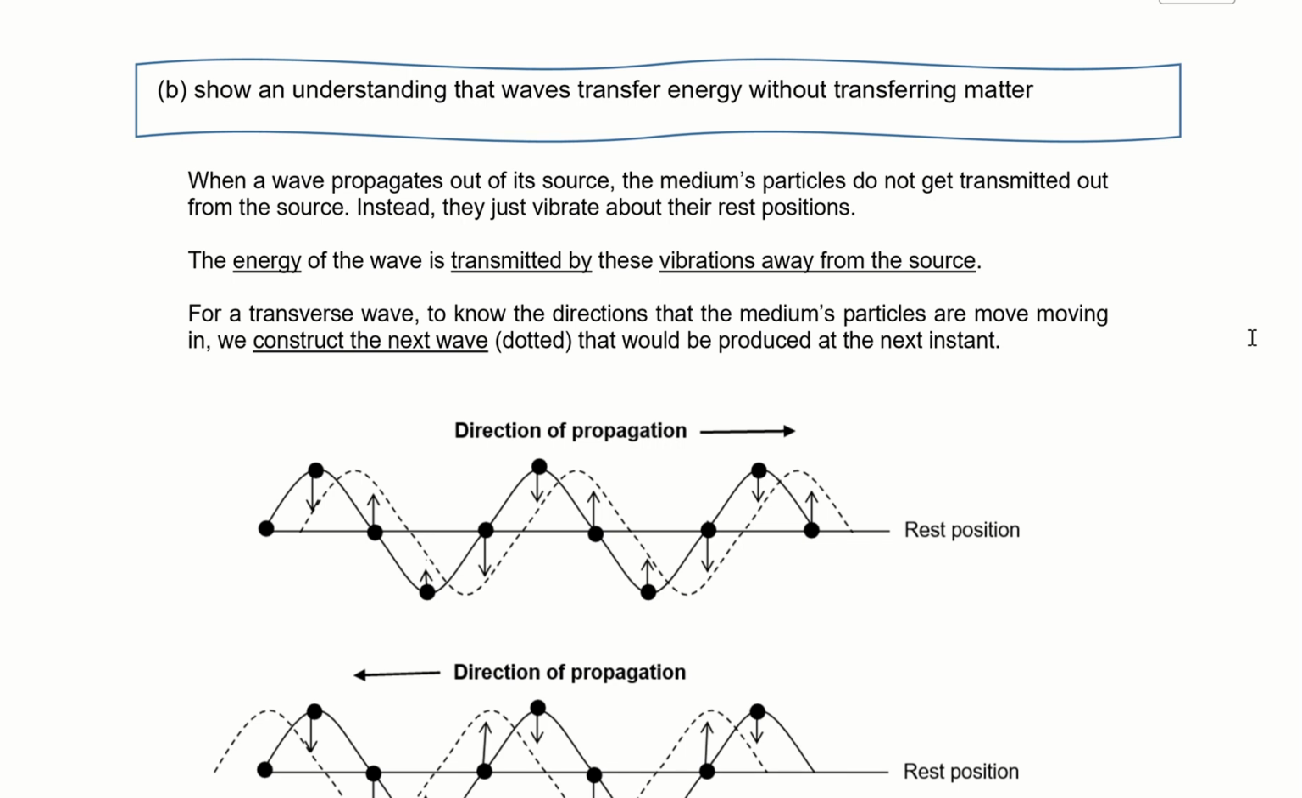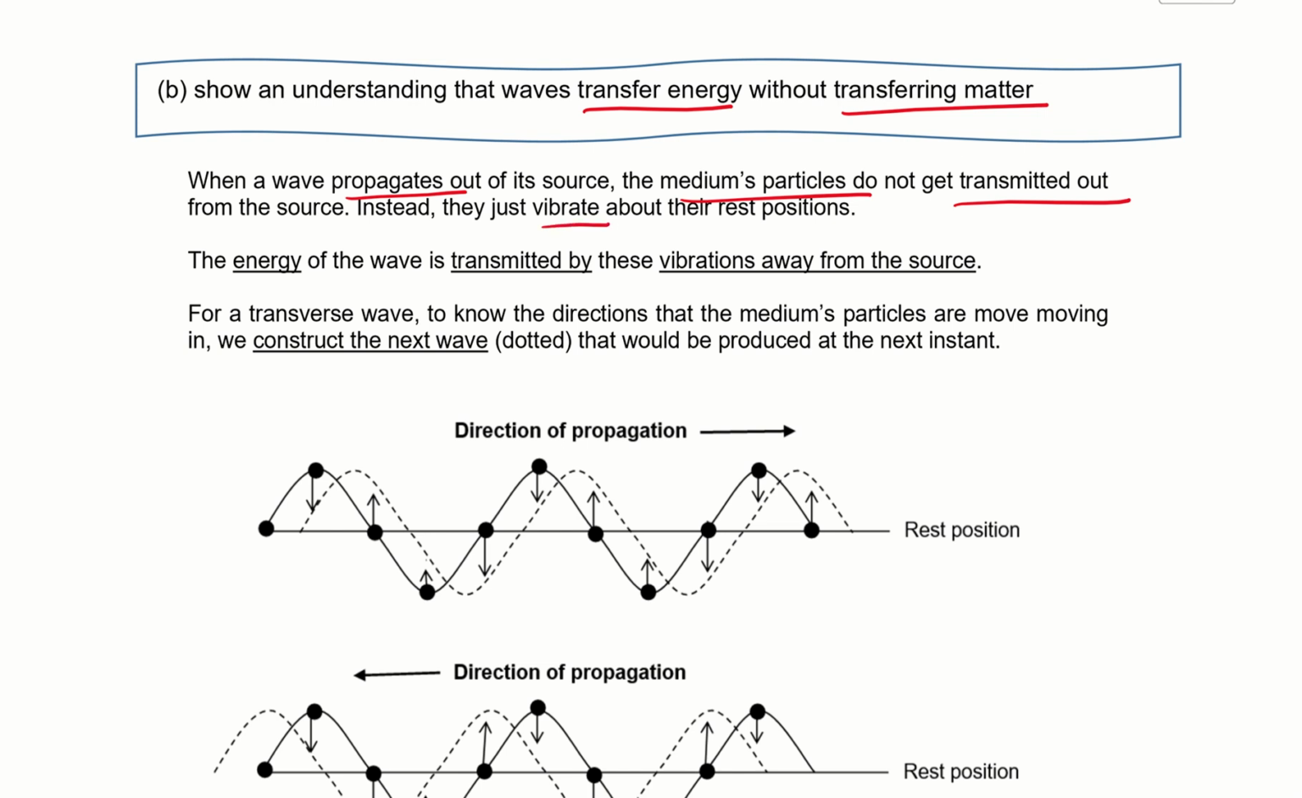Okay, for this video, we'll be going through waves, transverse waves specifically. Success criteria B, which is to show an understanding that waves transfer energy without transferring matter. Now, when a wave propagates or moves out of its source, the source of vibration, the medium's particles do not get transmitted out.